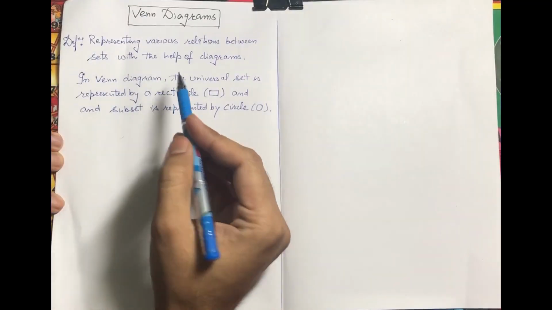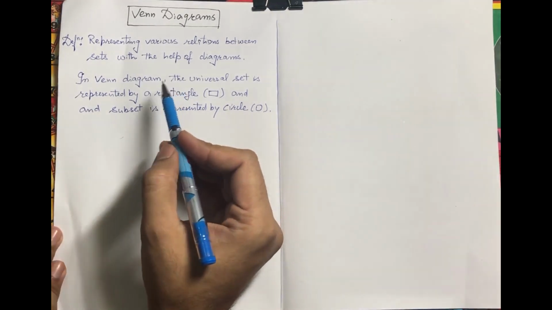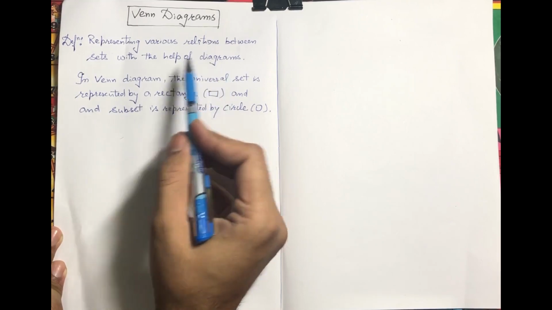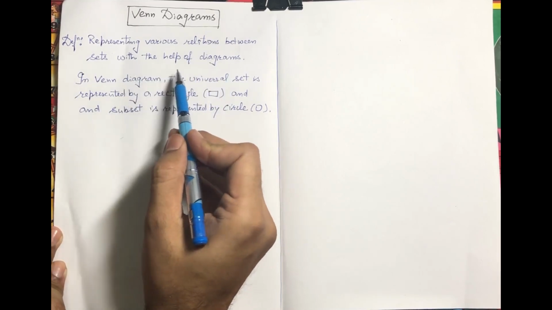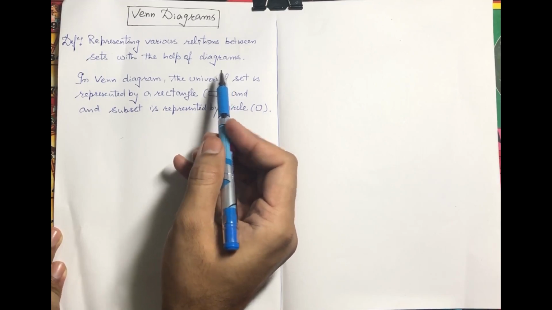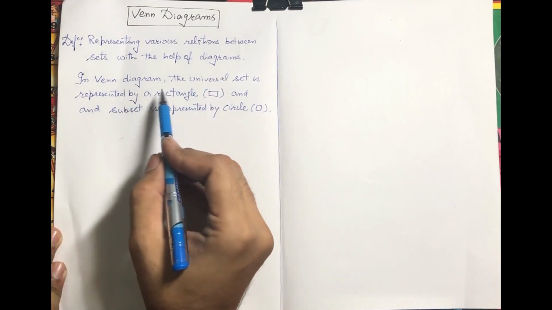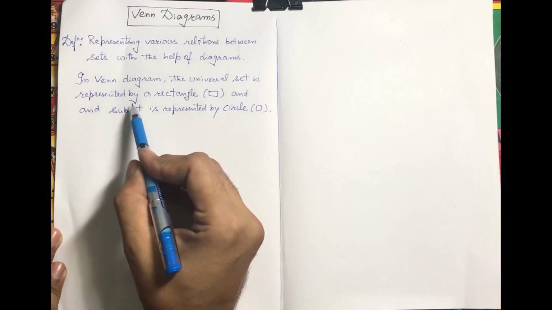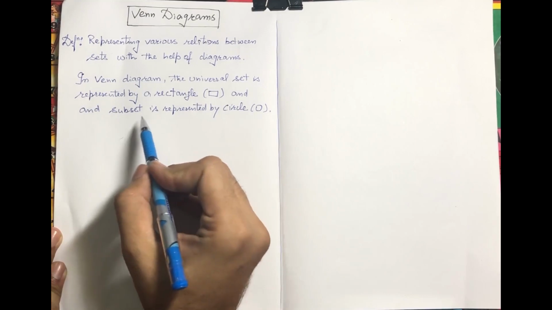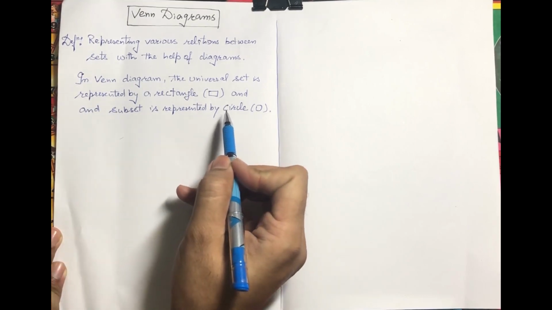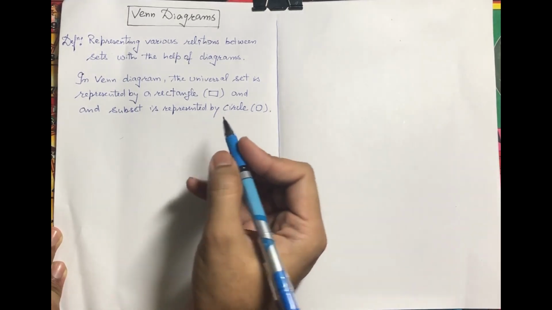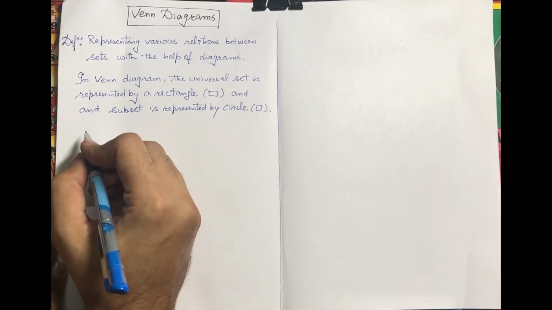Venn diagrams, definition: representing various relations between sets with the help of diagrams. Here in a Venn diagram, the universal set is represented by a rectangle and the subset is represented by a circle. To understand this, let us discuss an example.